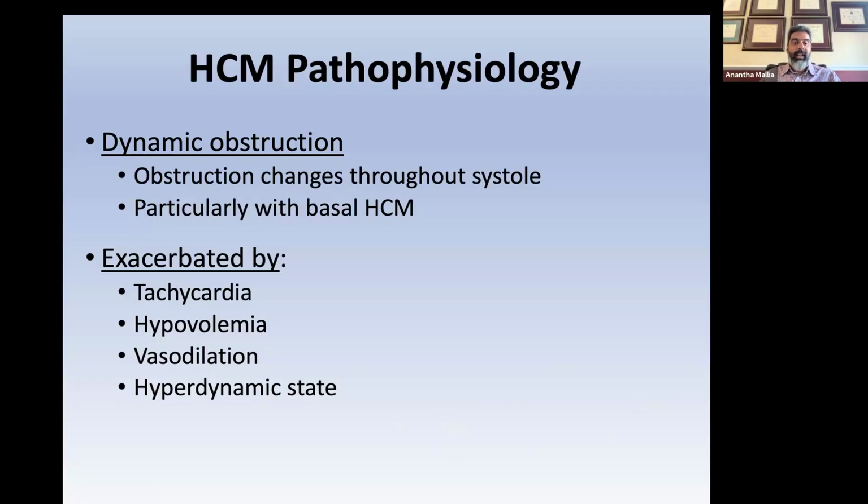As you know, the pathophysiology of HCM can be described in two words: dynamic obstruction. This is basically obstruction of the LV outflow, the LV cavity, which evolves throughout systole. And like I said, this is especially the case with basal HCM, or the HCM variants that involve the septum, especially the septum at the LVOT, or containing the LVOT. And as you already know from your studies in medical school and residency, this pathophysiology, this dynamic obstruction, is exacerbated by things like tachycardia, hypovolemia, vasodilation, or anything that can cause a hyperdynamic state.